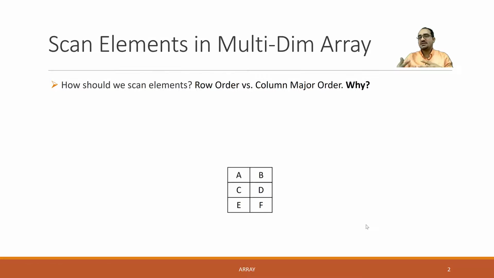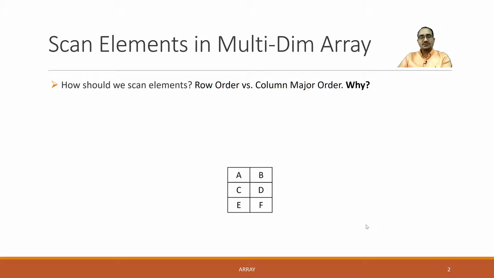At first sight you may say that accessing one element in a multidimensional array needs O(1), so it doesn't matter how we scan the elements. This is true from the time complexity point of view, but it's not true in real computers. Let's see why this is not true.